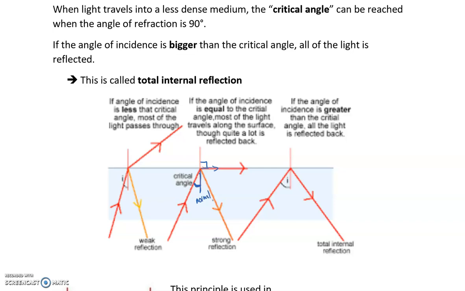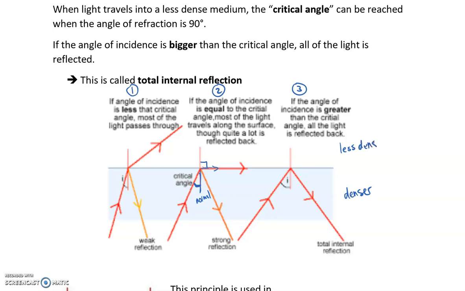It goes on to say this: if the angle of incidence is bigger than the critical angle, all of the light is reflected, as we see in this particular case. Let's call this case 3. In the second case, we saw that critical angle reached, and in the first case, we saw both the reflected and the refracted rays. We have partial reflection, partial refraction. And so notice that this will only happen if we're moving from a denser material to a less dense material.